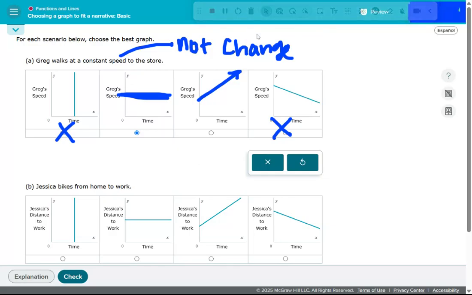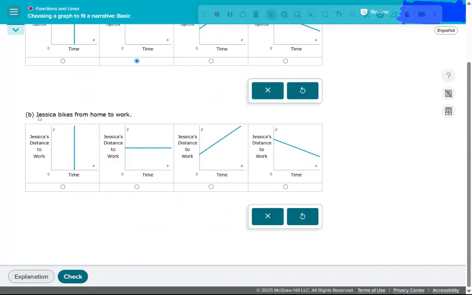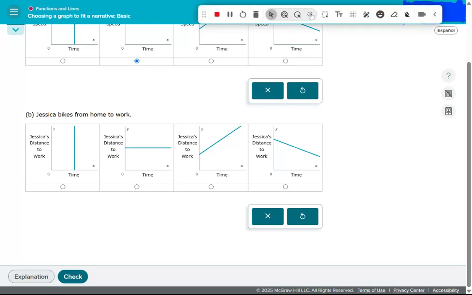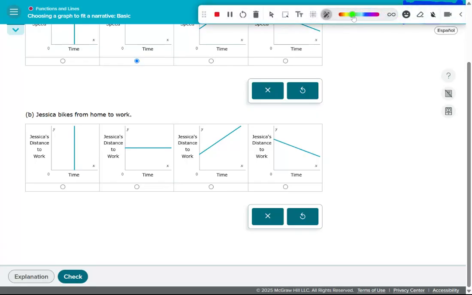All right, let me pause to clear this and we'll look at part B. Now looking at part B, different question. Jessica bikes from home to work. So the y-axis is her distance to work over time. Like always, it can be helpful to have a visual to better understand what is going on. What are they trying to tell us here?